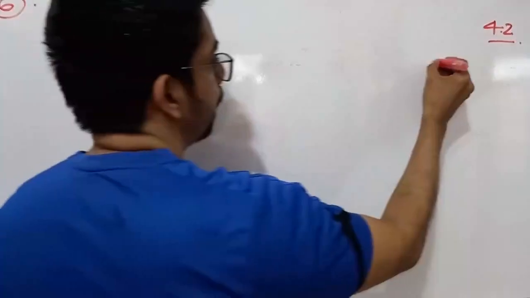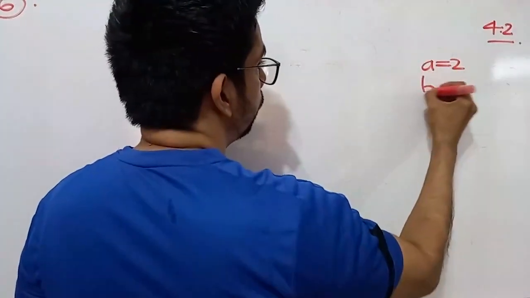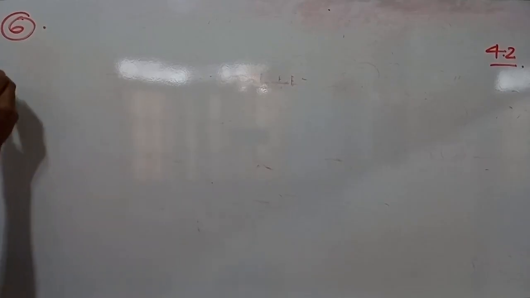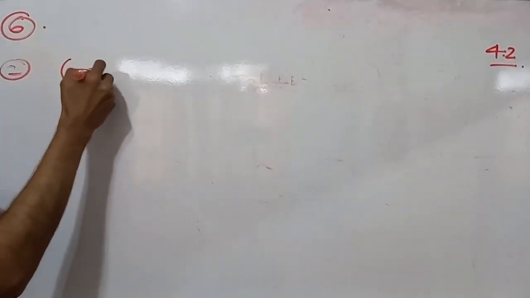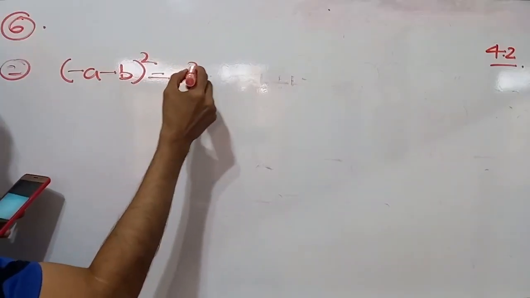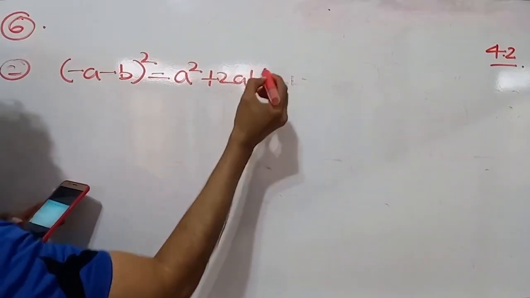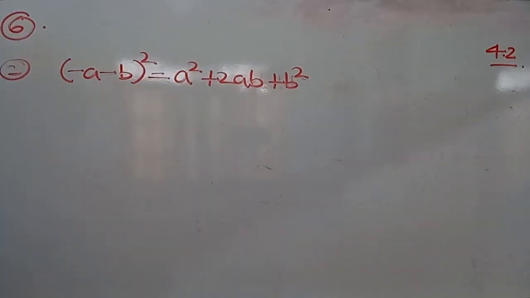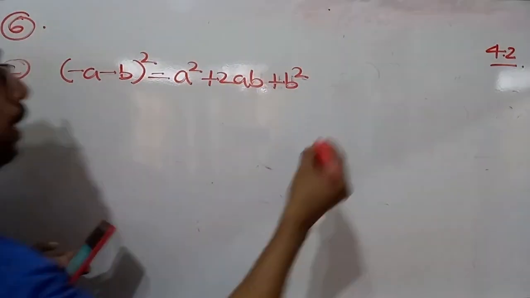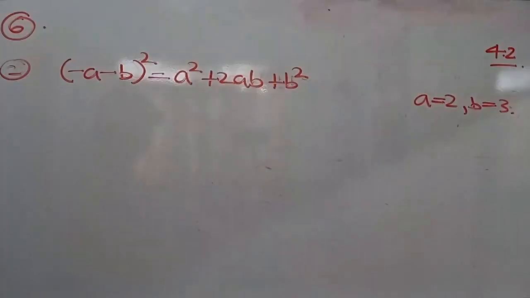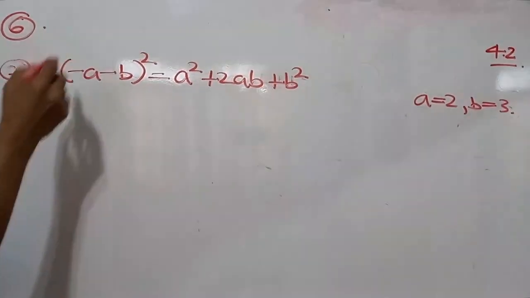Verify the following for the values a equals 2 and b equals 3. So here we have a equals 2, b equals 3. Now we will move to the second part. (a + b) squared equals a squared plus 2ab plus b squared. So the values are the same, no? Here also a is 2, b is 3. So this is the left hand side.